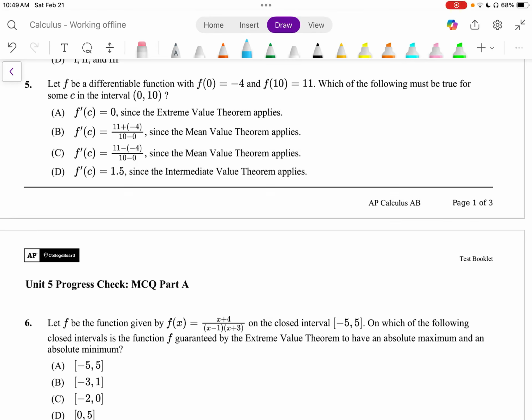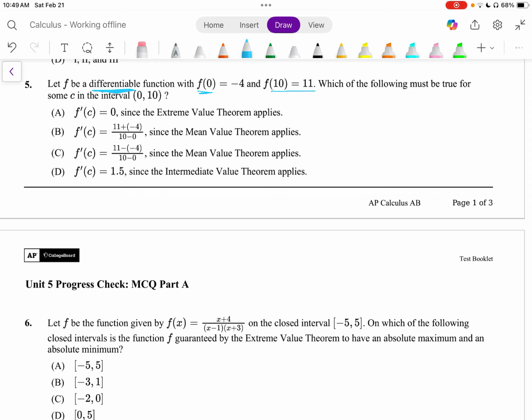All right, we are on Unit 5 Progress Check Part A. We're doing number 5 here. Let f be a differentiable function. So all of f is differentiable, and you know a few values, f of 0 and f of 11. Which of the following must be true for some c in the open interval 0 to 10?